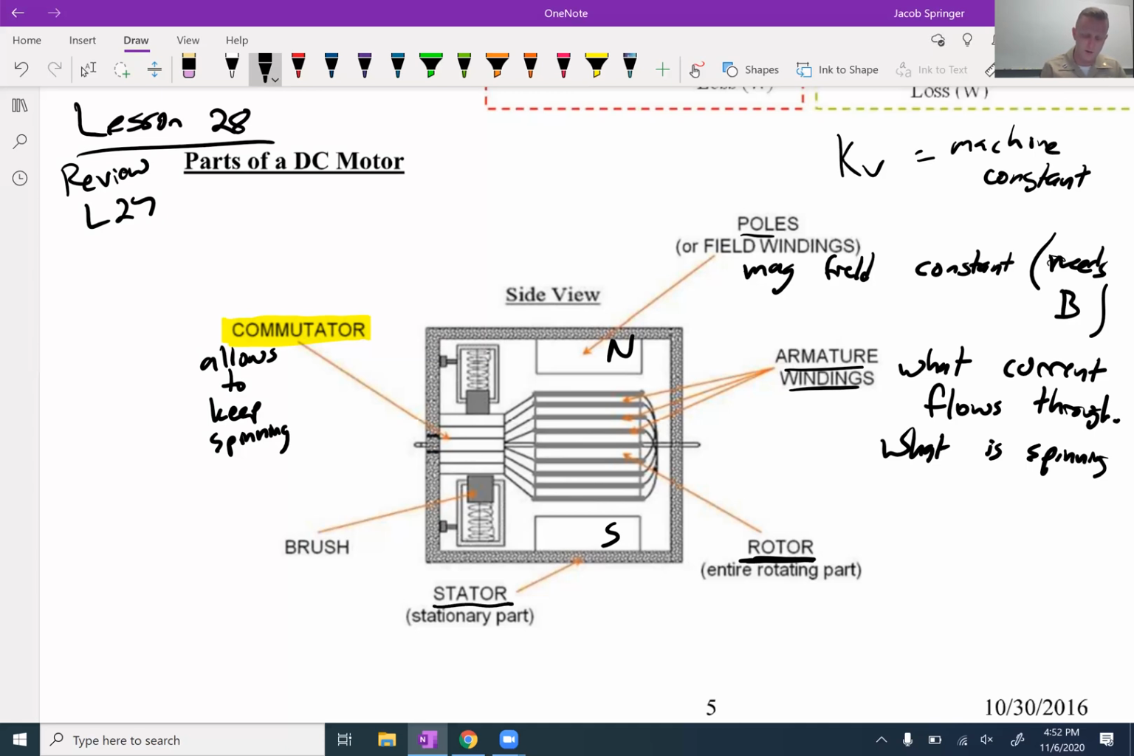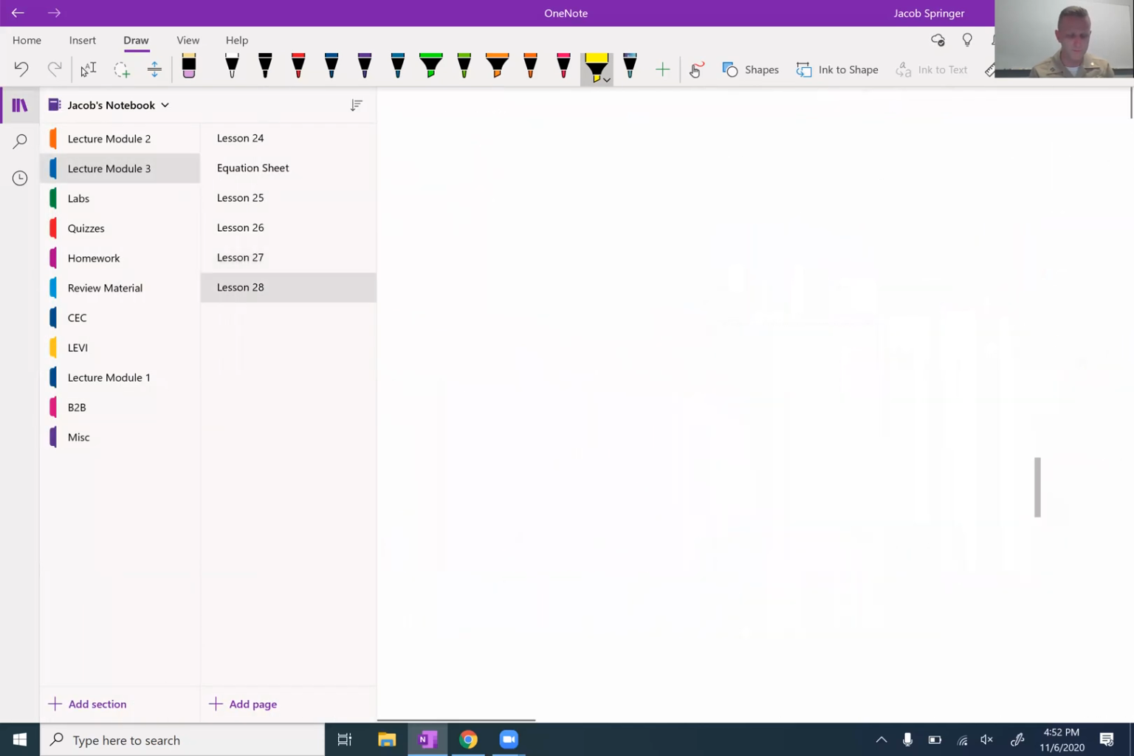The stator is what stays the same. It's stationary, and so these poles are a part of the stator. So I'll put in yellow, the rotor is spinning, and then in green, these poles and field windings are a part of the stator. The brushes as well are a part of the stator. They're not moving. And armature windings, they are spinning, right? And so that's just the function of what's going on inside of the motor.